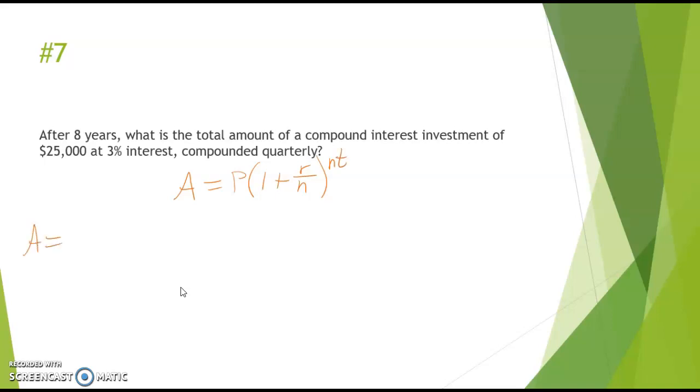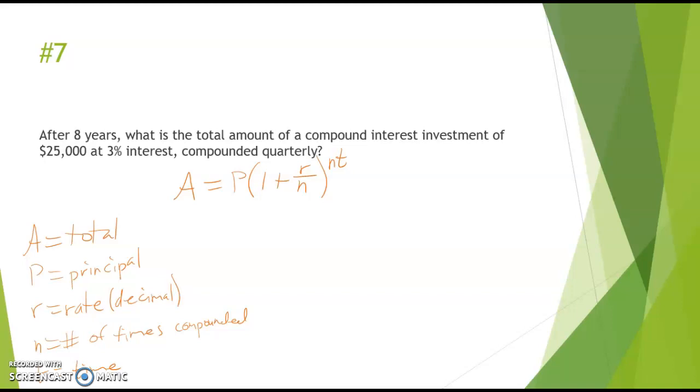So A is going to be your total. P is your principal, and this is your starting amount. R is your rate, but make sure you change it into a decimal. So I'll give it to you as a percentage usually. Make sure you change it to a decimal. N is the number of times it's being compounded. And then T is your time.